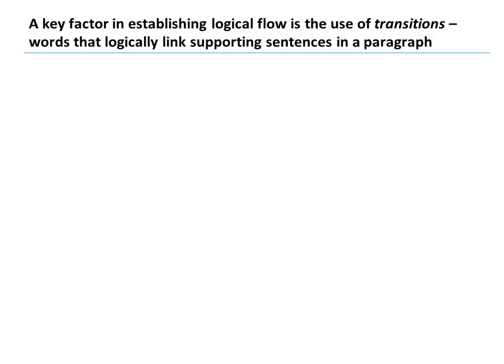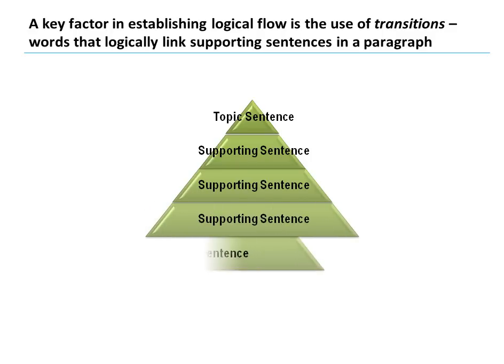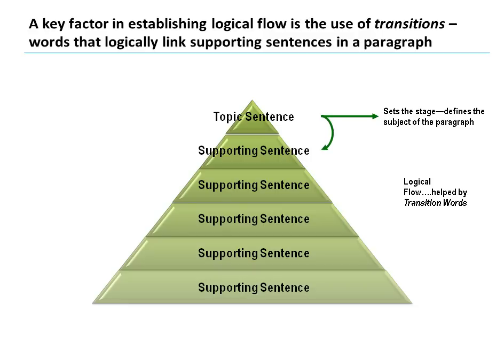A key factor in establishing logical flow is the use of transitions, words that logically link supporting sentences in a paragraph. Recall our pyramid. At the point is the topic sentence, and underneath are all the supporting sentences. The topic sentence sets the stage, it defines the subject of the paragraph, and all the follow-on sentences are logically connected, and that logical flow can be helped by the use of transition words.